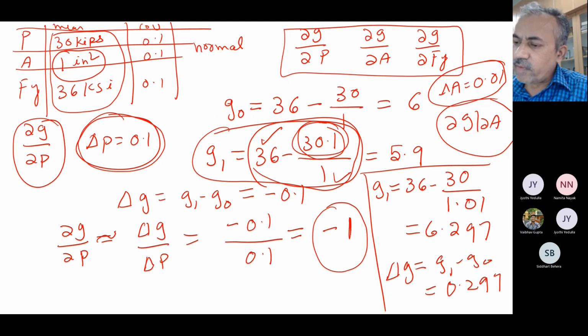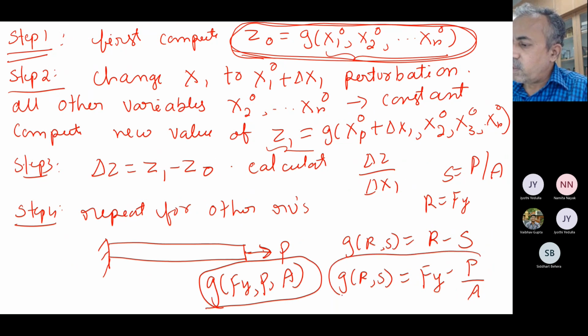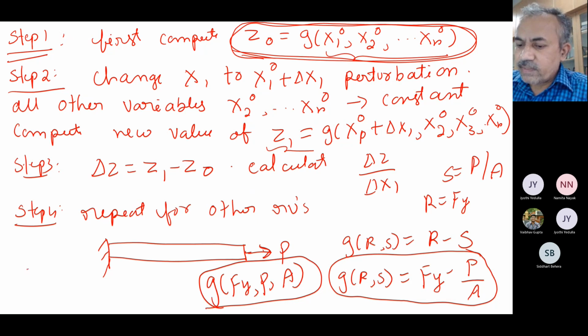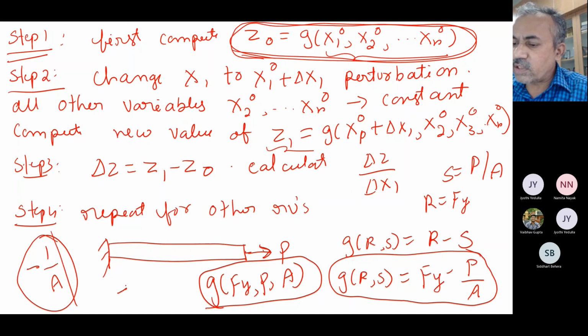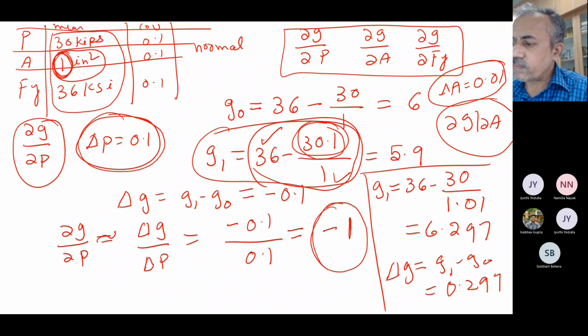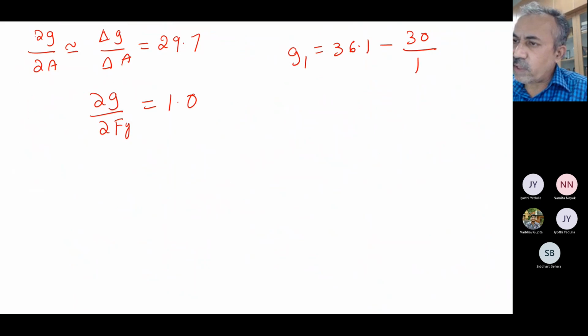For example, in this problem, what is ∂G/∂P? See here the closed form solution. ∂G/∂P is nothing but minus 1 by A. What is the mean value of A? 1. You followed, no? So the mean value of A is 1. So what is the final answer? The closed form solution is minus 1. What have we got from finite difference? Minus 1. Same only, no? Now this you can also verify.